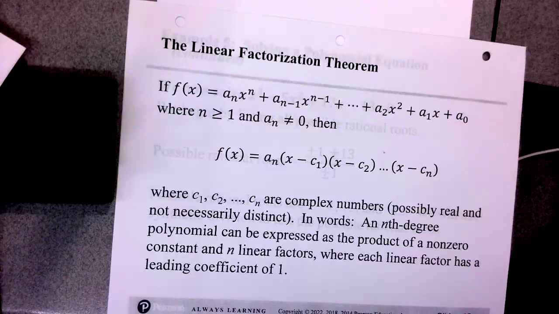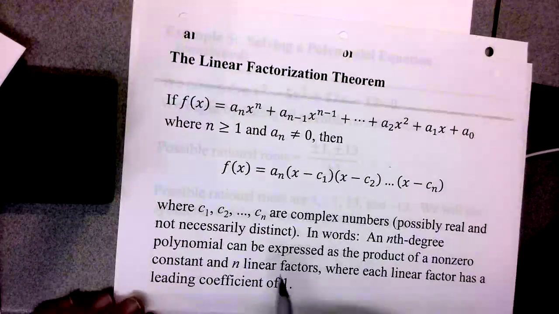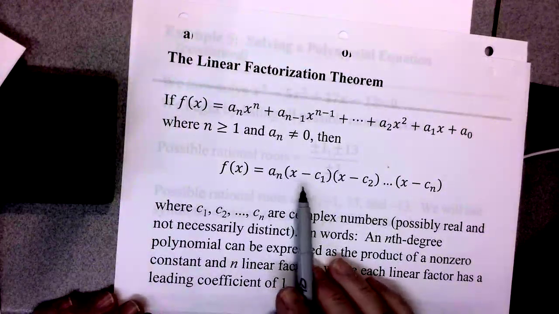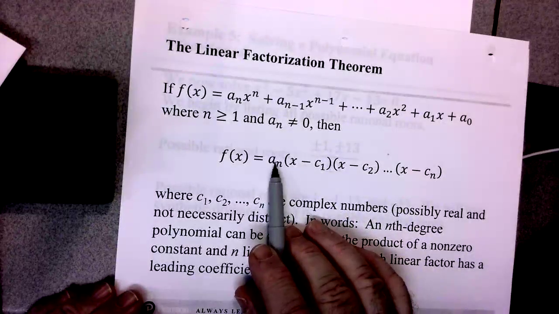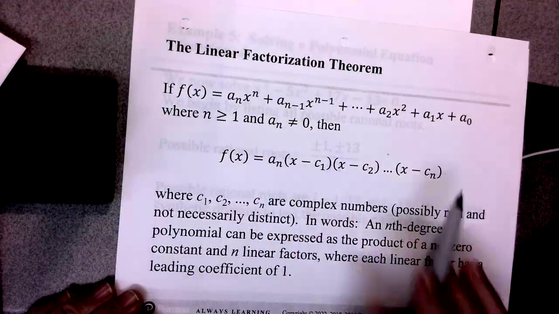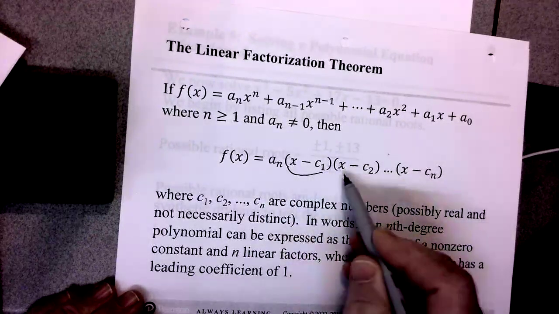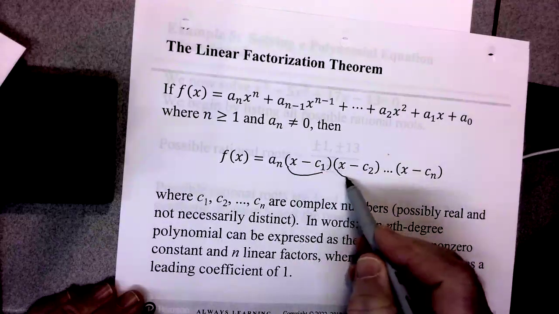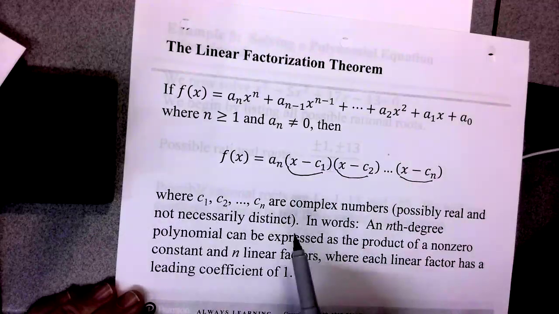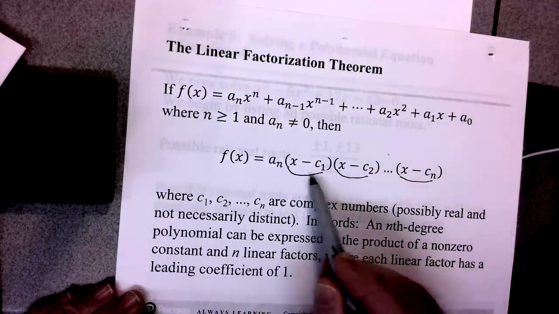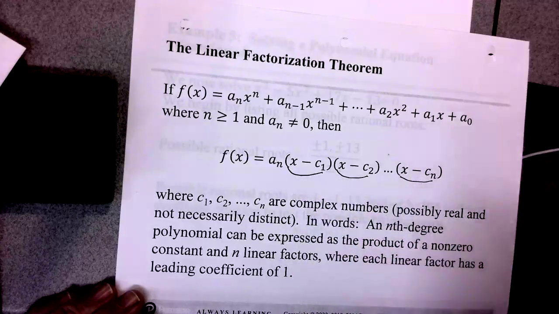Now, this linear factorization theorem is saying you should be able to take every polynomial and separate it out into a series of linear factors with a constant value at the front that multiplies through the terms. You'll notice that each of these has a coefficient of 1, and each is a linear factor, meaning an exponent of 1. So if you have a 3rd degree polynomial, you would have 3 of these. If you had a 4th degree polynomial, you'd have 4 of these, etc.